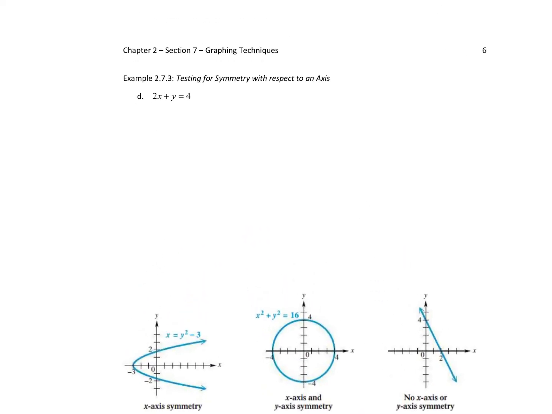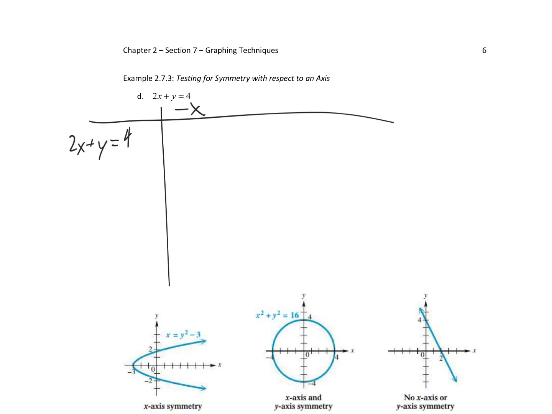Here's example D about testing for symmetry with respect to an axis. If you're feeling confident about it, go ahead and give it a shot yourself. What we're going to do is, again, copy your original equation down here, and we're going to plug in negative x for our y-axis symmetry and negative y for our x-axis symmetry.